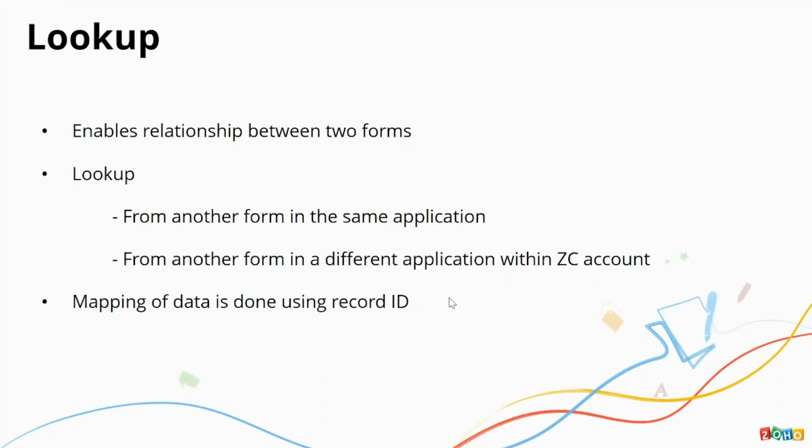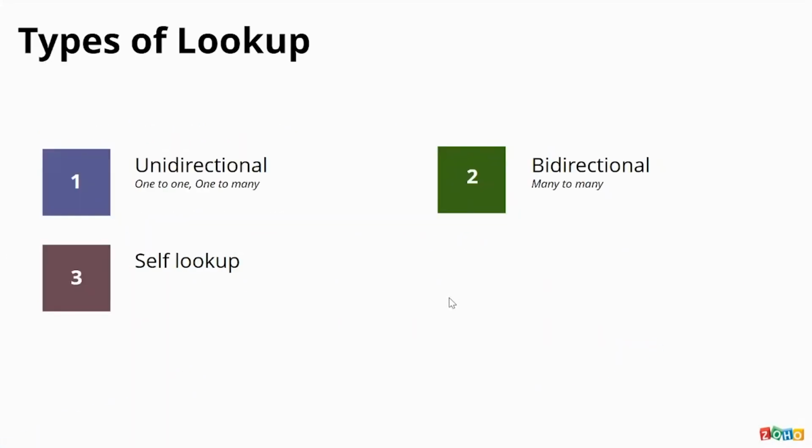This interlinking process is done using a unique 18-digit ID, which we call a record ID. This record ID, as you know, will be unique throughout all the Zoho applications. Whenever a form is submitted, a record ID will get generated for each record. So how do we achieve one-to-one, one-to-many, and many-to-many relationships using the lookup types? There are three types of lookup. One is unidirectional, another is bidirectional, and the third one is self-lookup.